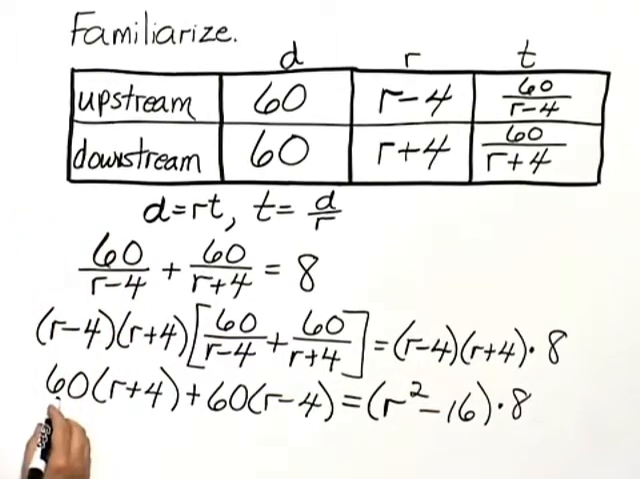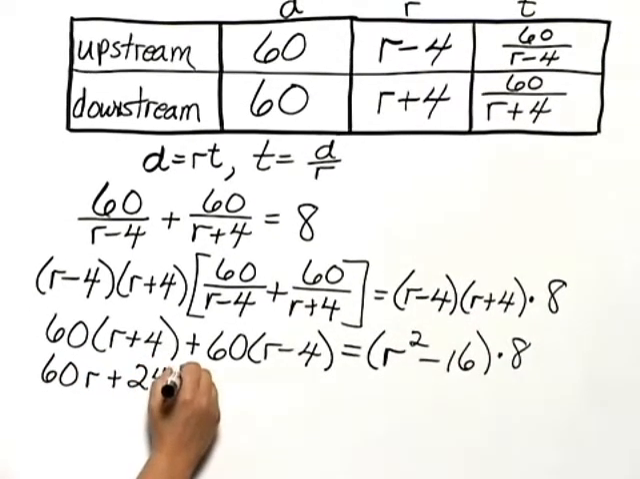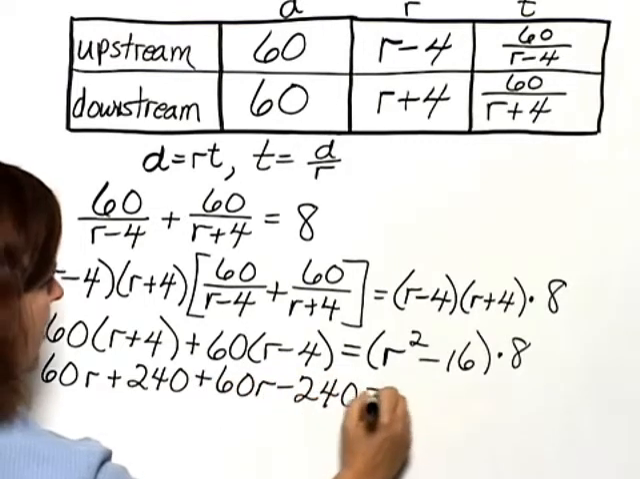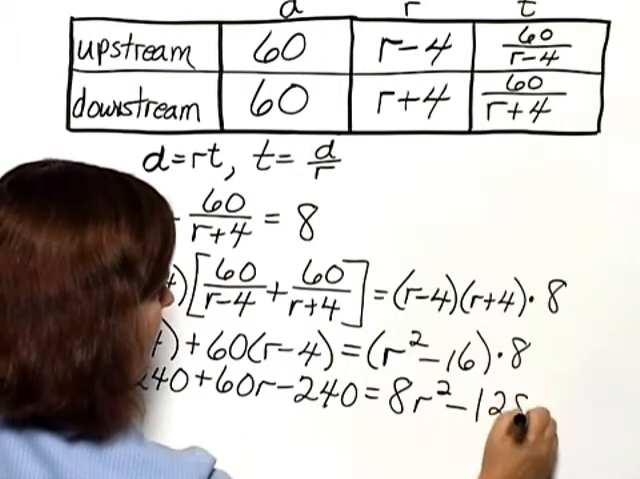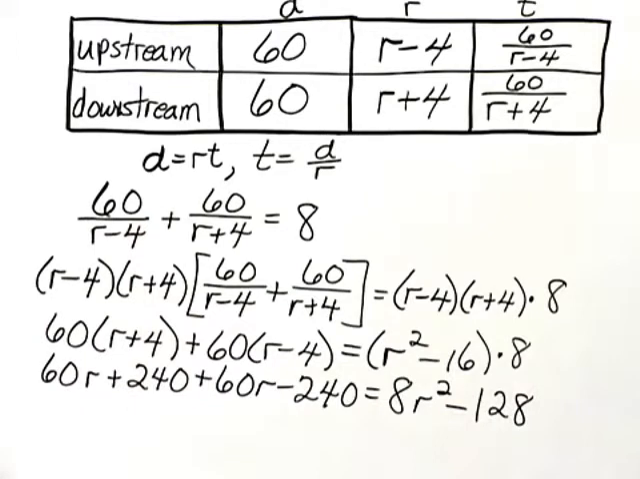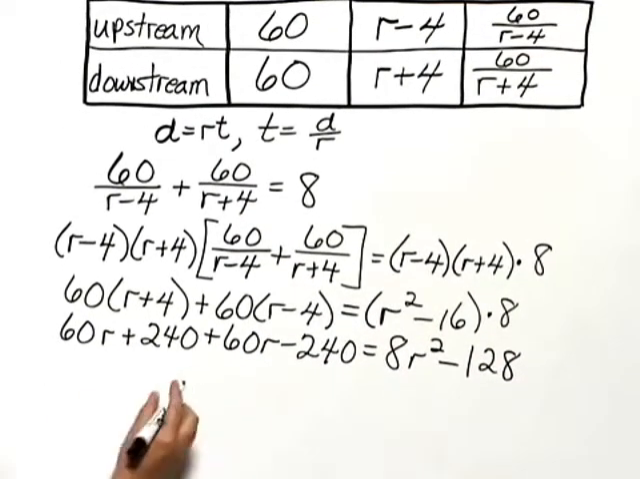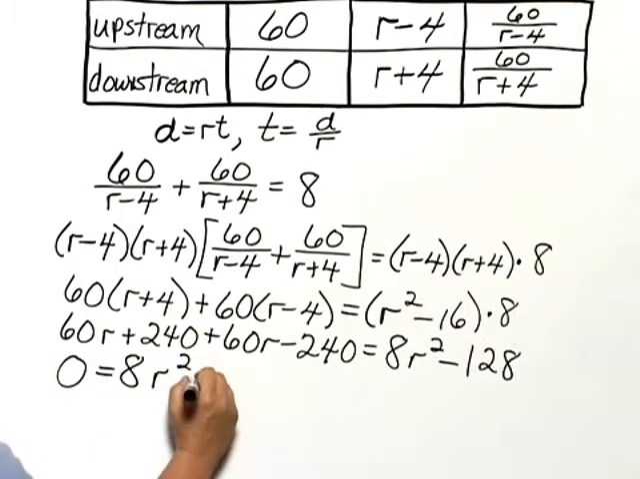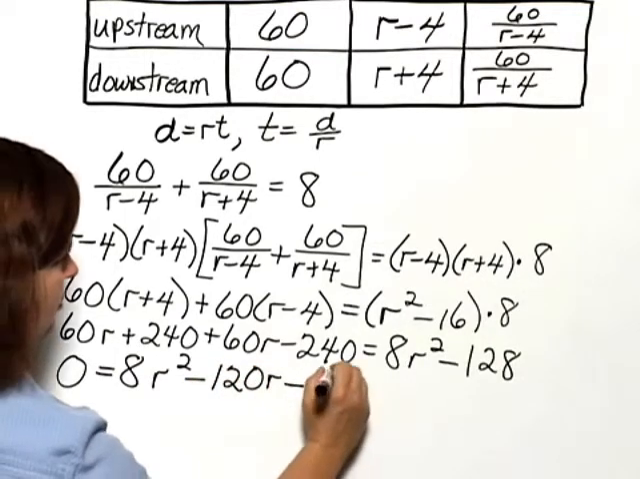Now let's simplify here. This would give us 60R plus 240 plus 60R minus 240 equals 8R squared minus 128, which is 8 times 16. 240 minus 240 is 0. 60R plus 60R is 120R. So we subtract that from both sides and we get 0 equals 8R squared minus the 120R from the other side of the equation minus 128.